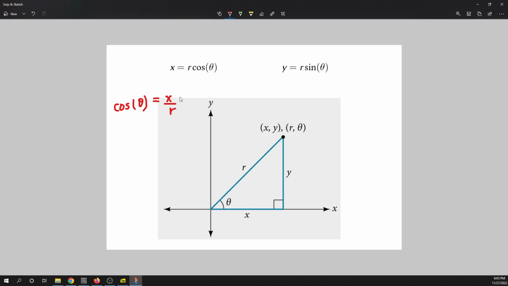Okay, so here's what we get. The cosine of theta, the adjacent side would be x for theta, and the hypotenuse of this triangle is r. So if you can see, then we just multiply both sides of this by r, and we wind up with that formula there. r cosine theta equals x.